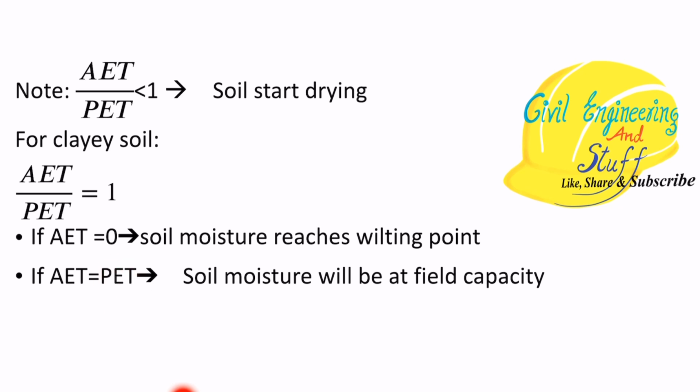So when AET value becomes equal to PET, this means practically on the field we are achieving the idealistic situation. During this scenario, the moisture of the soil will be equal to its field capacity. Again, we have discussed these terms in the previous lectures. You can refer to those for a better understanding of these terms.